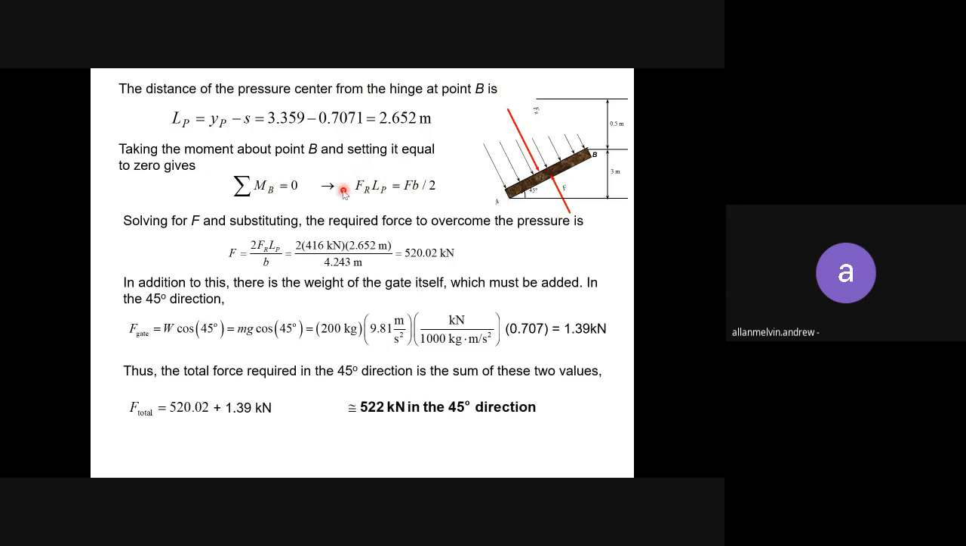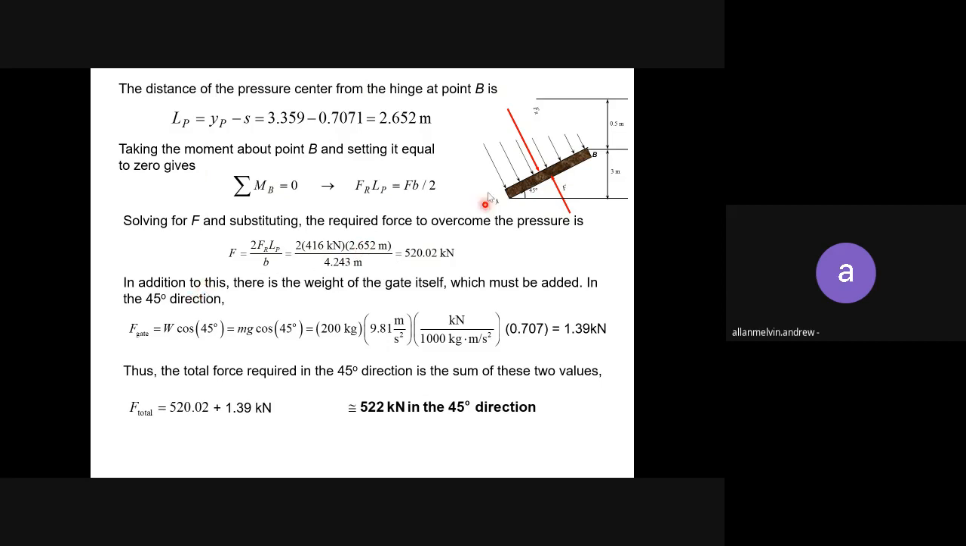Okay, so you have got this formula. So you want to find F. So you rearrange the formula. So you get 2FRLP over B. So this is from this formula. Then you replace all the values that you already calculated earlier. So the force here is 520.02 kilonewton. Okay, so you already found this.